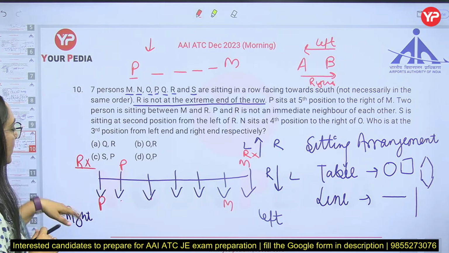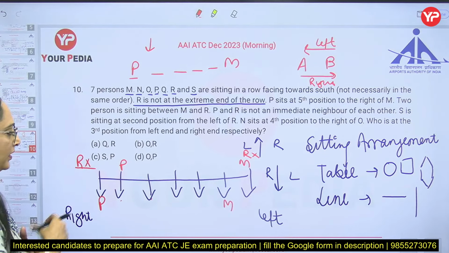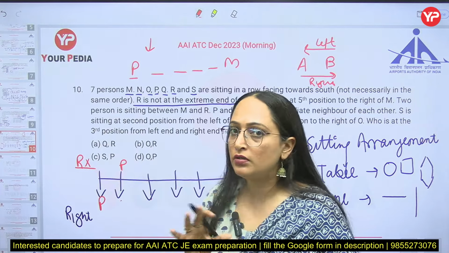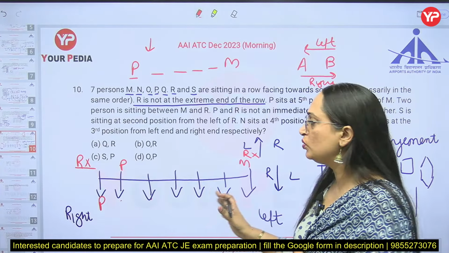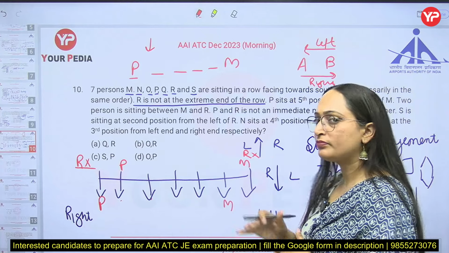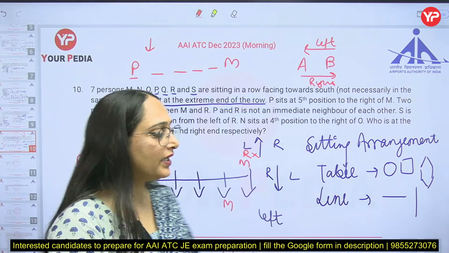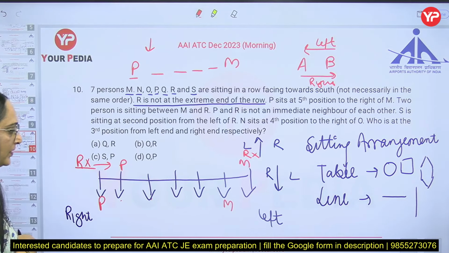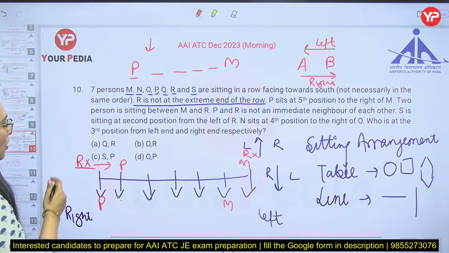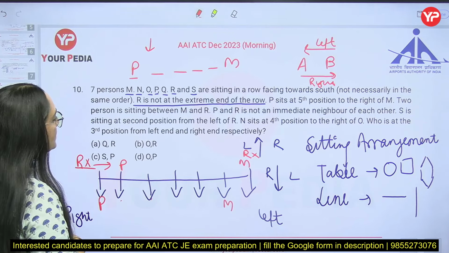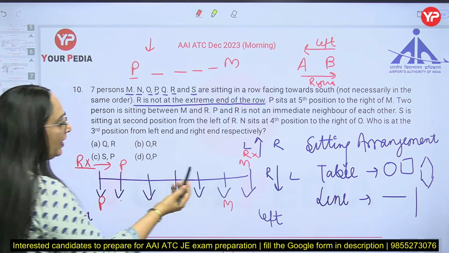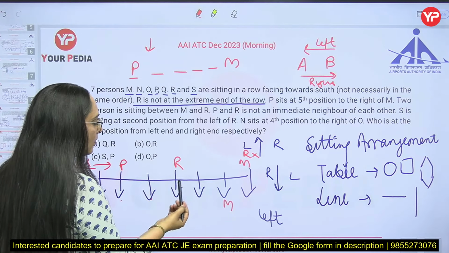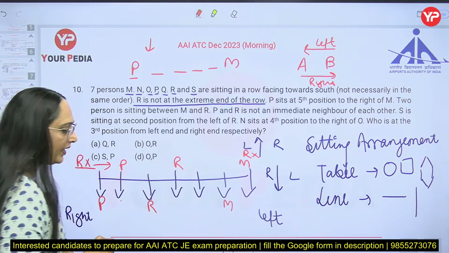We draw one possibility above this line and one possibility below the line, because in the exam we don't have that much time to draw 2 separate lines. No need to draw 2 lines here, because only a few persons are there, so we can write it this way, one possibility above this line and one possibility below this line. 2 persons are sitting between M and R. If M is there, 1, 2, 2 persons sitting between M and R.